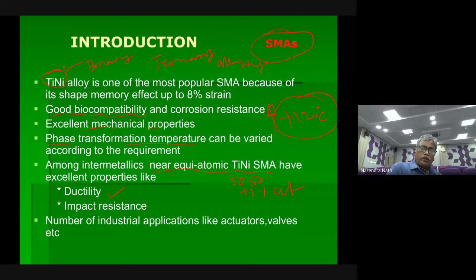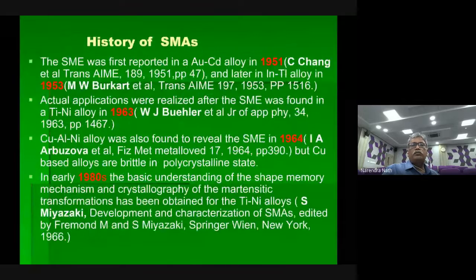We got very good results. So very good impact resistance is there. Because of all these advantages, the number of industrial applications is more, like actuators, valves, etc. If these good characteristics were not there, then the number of industrial applications would reduce or be restricted. So with this, we will keep on moving.